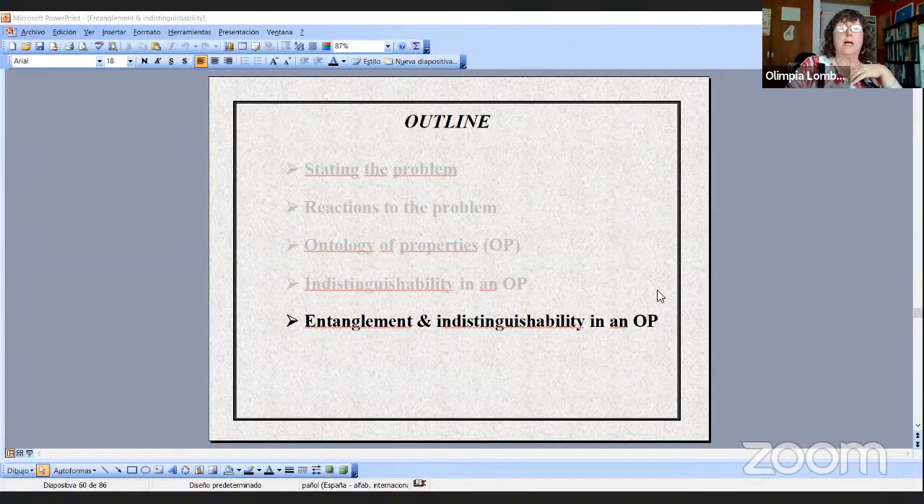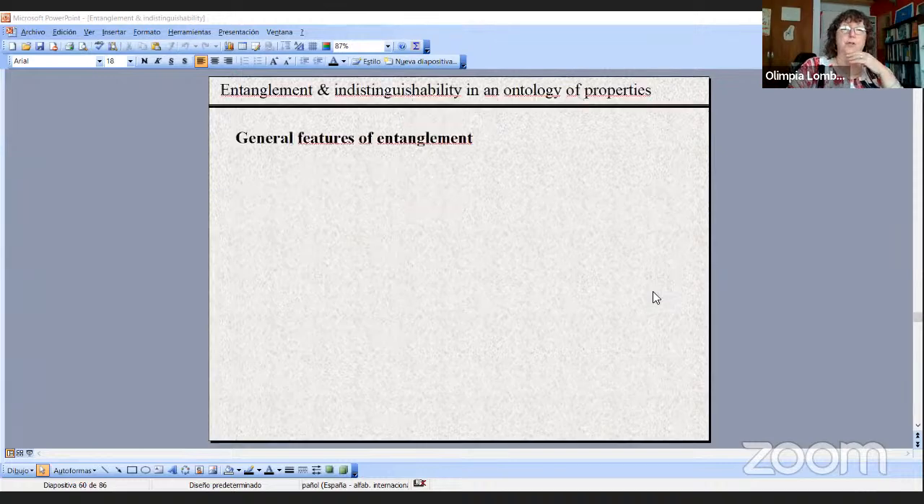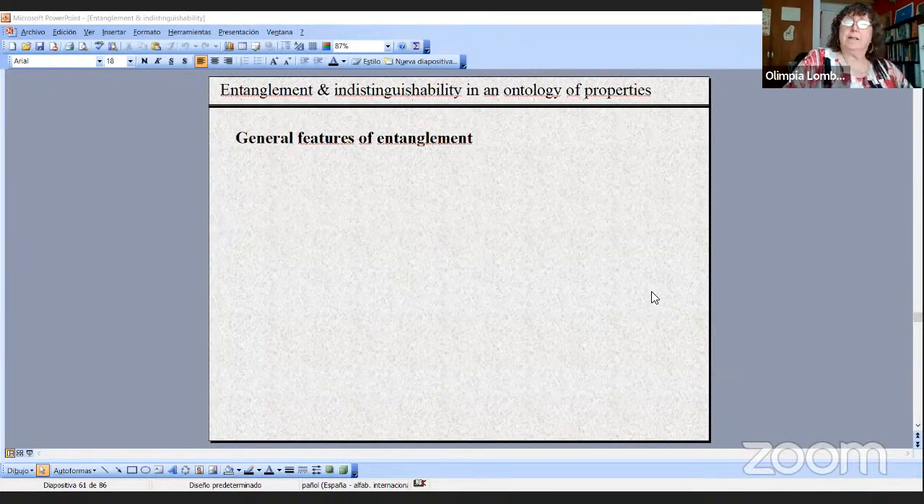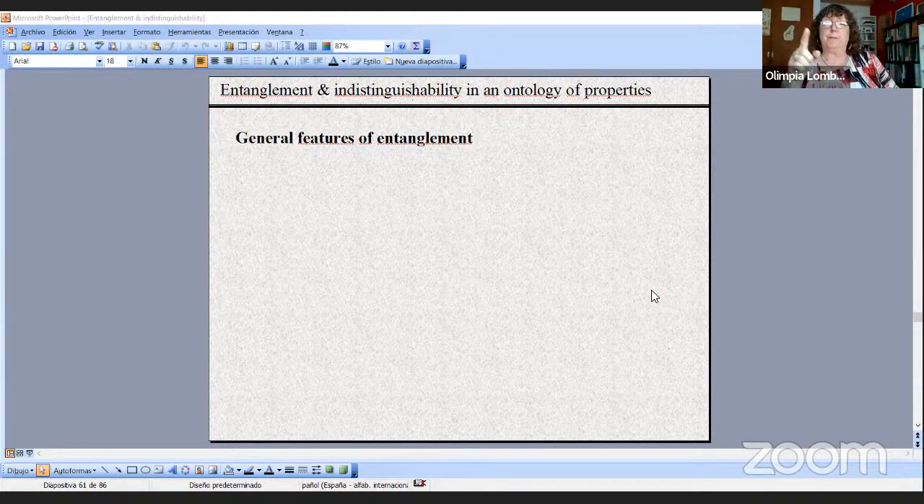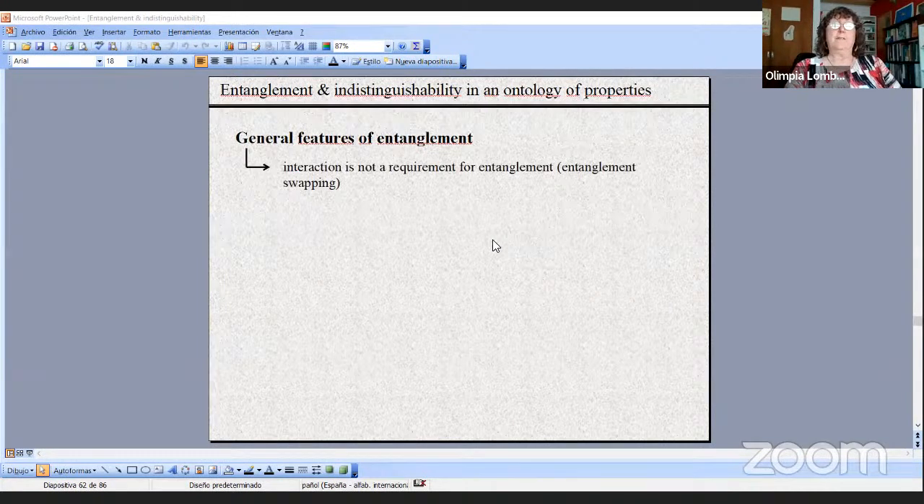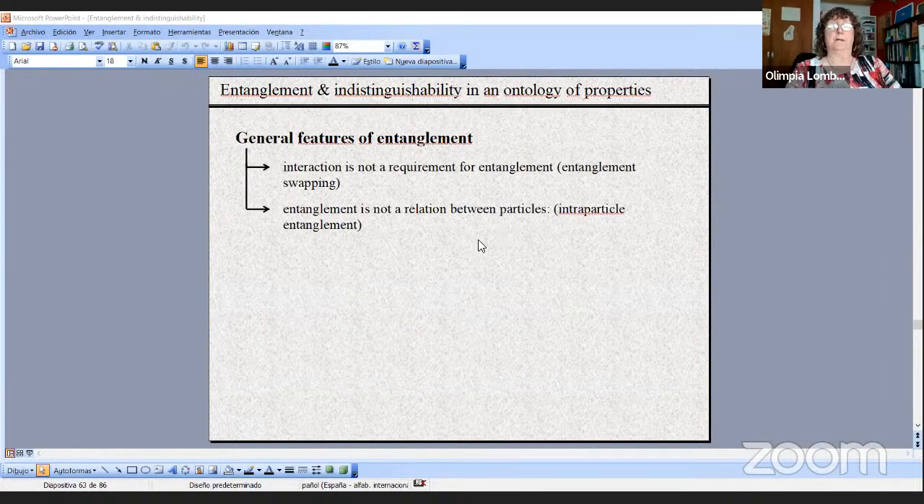So, what happened with entanglement and indistinguishability in this kind of ontology? When entanglement in indistinguishable particles is discussed, these general features of entanglement are usually not taken into account. Let us take them into account. First, interaction is not a requirement for entanglement. We know that there is entanglement swapping. Entanglement is not a relation between particles. This is something that is very clear in the physical literature.